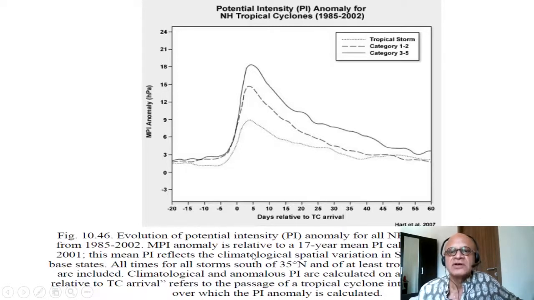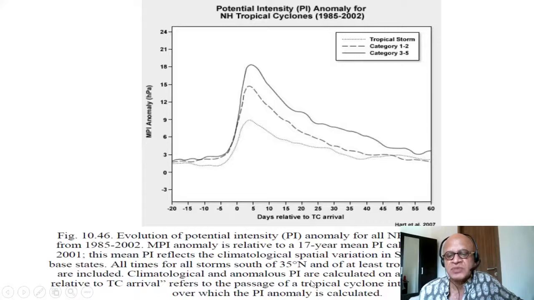MPI anomaly is the mean potential intensity anomaly, relative to a 17-year mean of PI calculated over 1985 to 2001. This mean PI reflects the climatological spatial variation in sea surface temperature and tropopause base states. So that's our thermodynamic constraint that we talked about. All times for all storms south of 35 north and of at least tropical storm intensity are included.